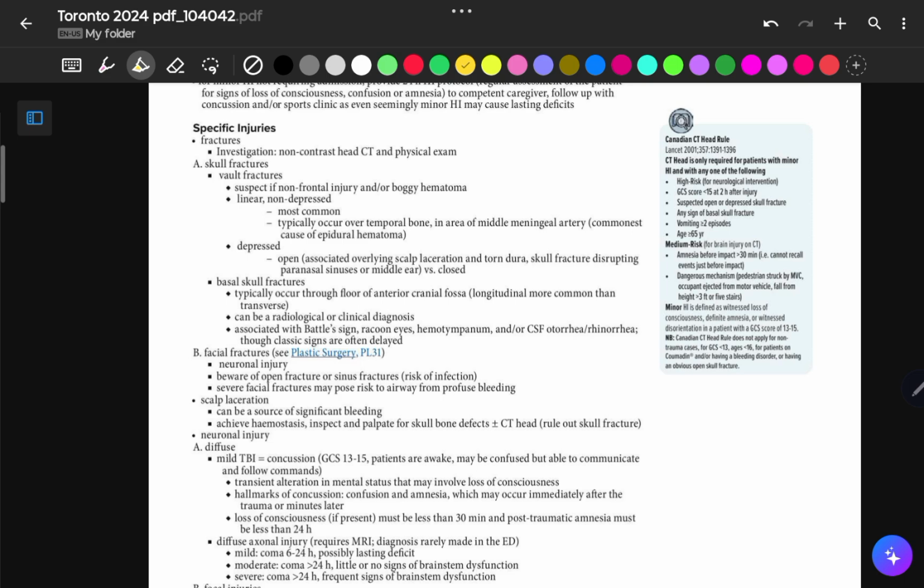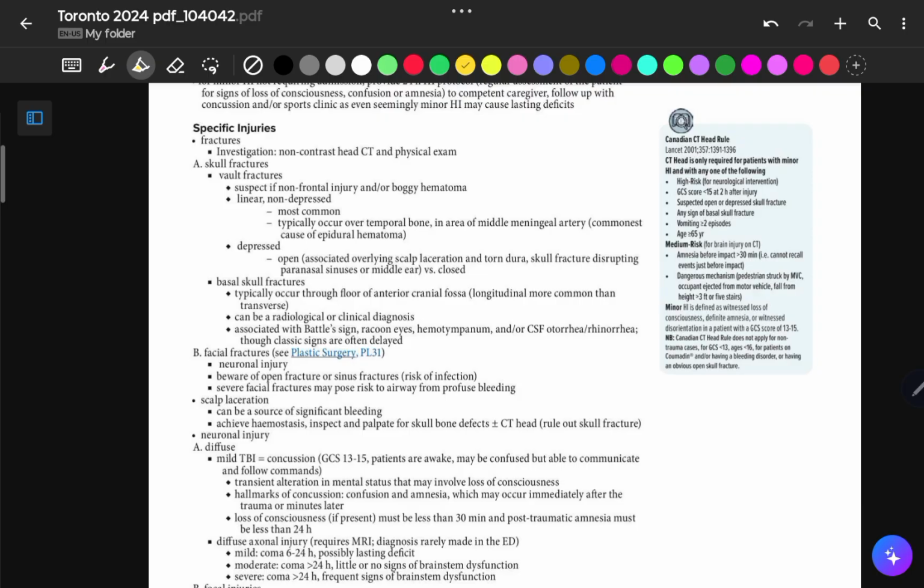The linear non-depressed vault fractures typically occur on your temporal bone, and usually this is the area where you find the middle meningeal artery. So that's the commonest cause of your epidural hematoma. Then the depressed one is usually open and associated with overlying scalp laceration and torn dura. The skull fracture can also affect the middle ear and the paranasal sinuses. So your vault fractures can be depressed, and the depressed ones can be either open or closed.